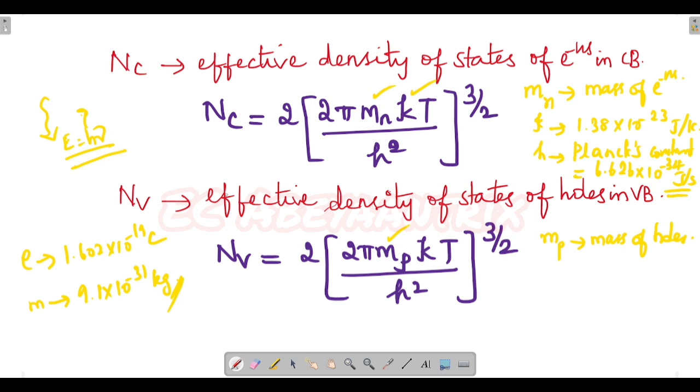So this entire term will be a constant actually, but the number of electrons and holes might vary. This is the formula for the effective density of states of holes and electrons in the valence band and conduction band. Keep this formula in mind. This might be asked directly, not often in problems.